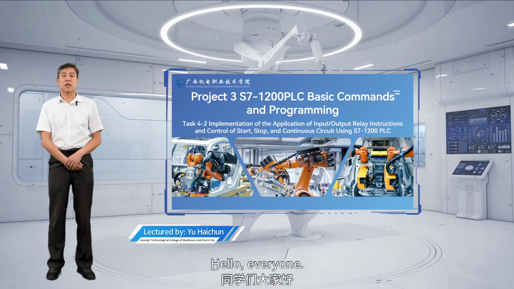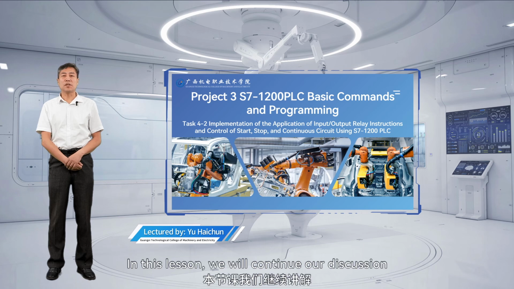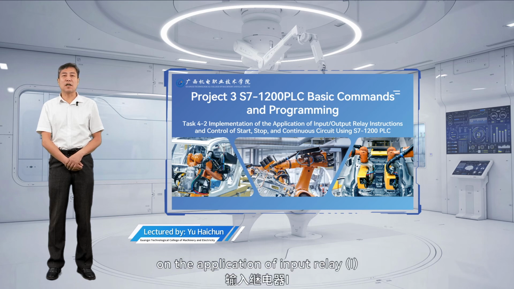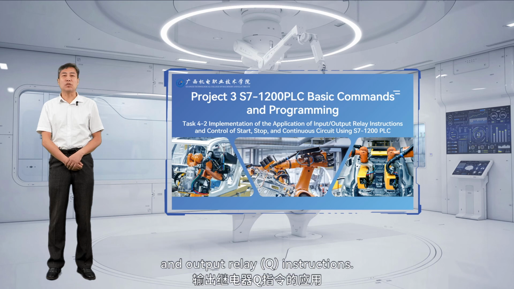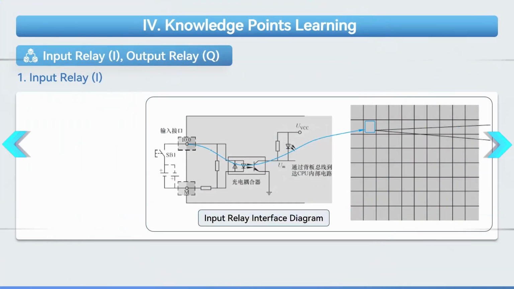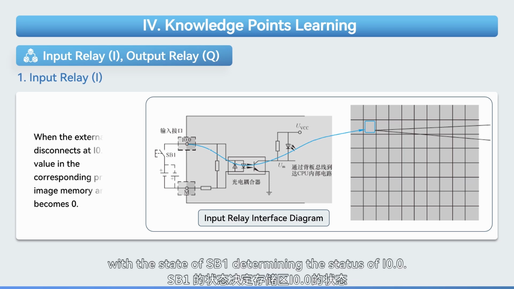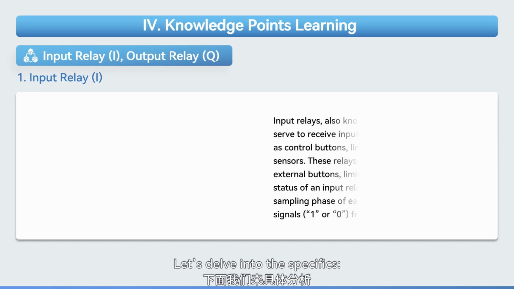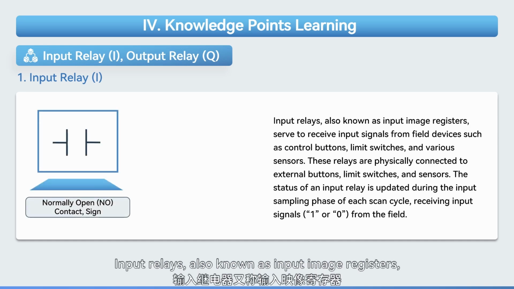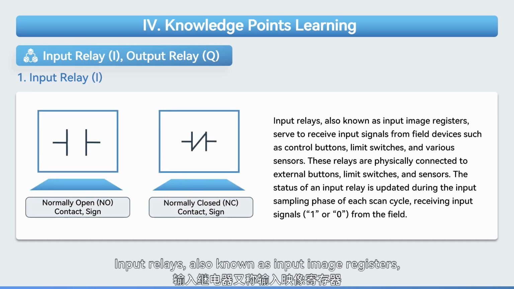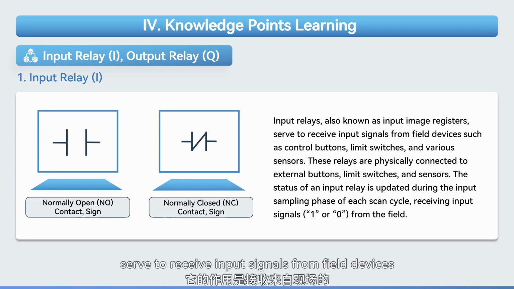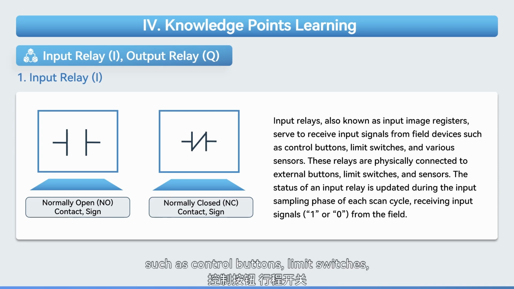Hello, everyone. In this lesson, we will continue our discussion on the application of input relay I and output relay Q instructions. As illustrated, the input button SB1 corresponds to system storage I0.0, with the state of SB1 determining the status of I0.0. Let's delve into the specifics. Input relays, also known as input image registers, serve to receive input signals from field devices such as control buttons, limit switches, and various sensors.